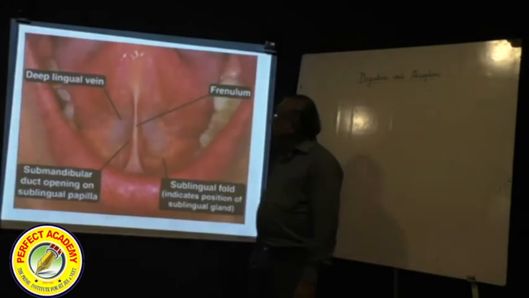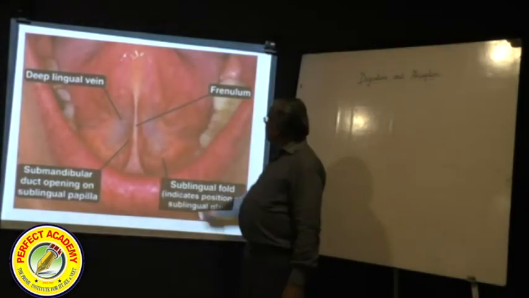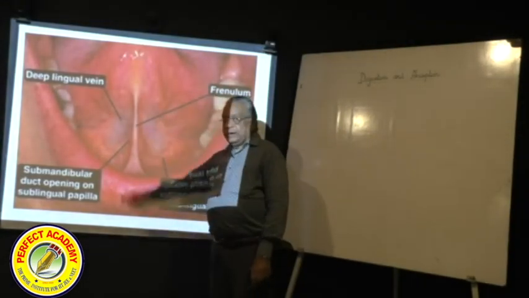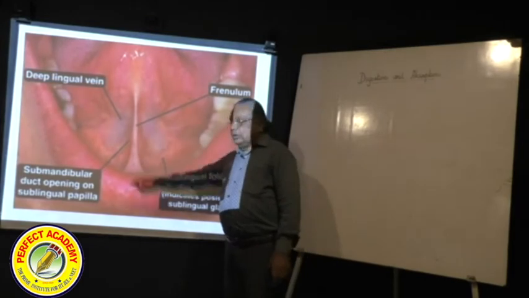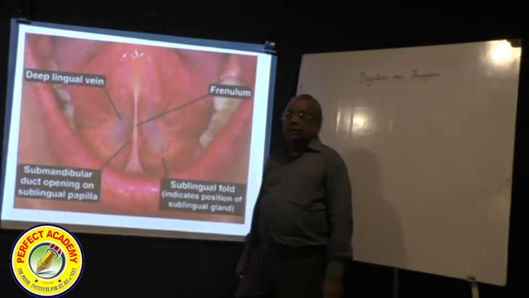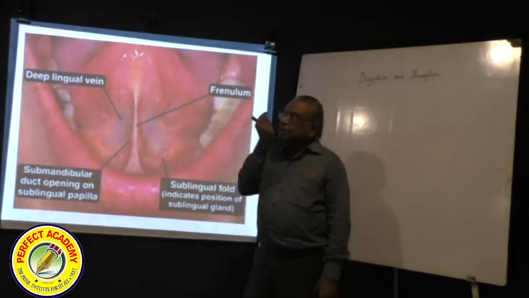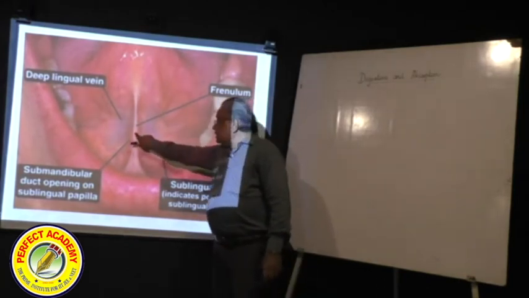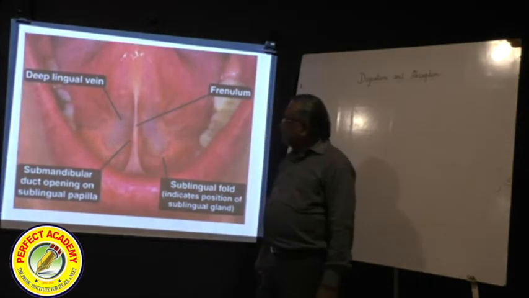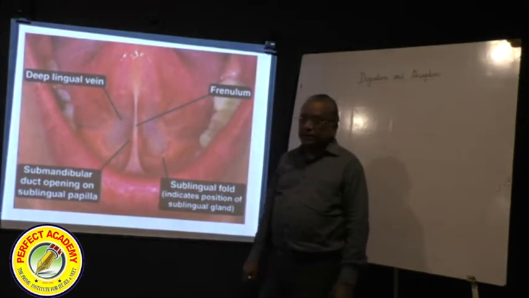Okay, next. Now frenulum, I mentioned frenulum. The frenulum attaches the tongue to the oral cavity. This is the frenulum. When you open your mouth and raise your tongue, you can see one structure. That structure is called the frenulum. That is this structure. So it will help to fix the tongue in the oral cavity. Next.